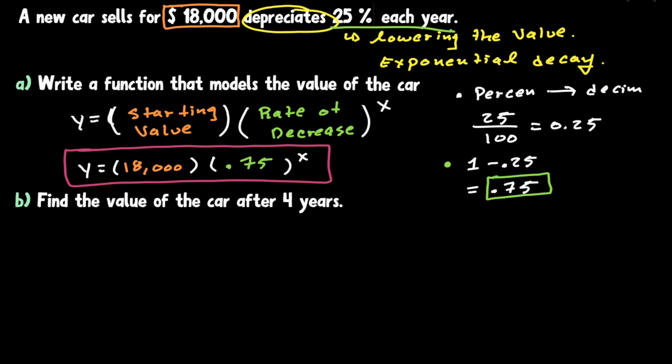So now we can answer part B. We would like to find the value of the car after 4 years. In our equation, this variable that we had, it's a placeholder for the years. So if we want to figure out what is the value after 4 years, we have to assign a value of 4 to the variable of x. So now let's do that. Let's go to our equation and let's substitute the value of x with 4.